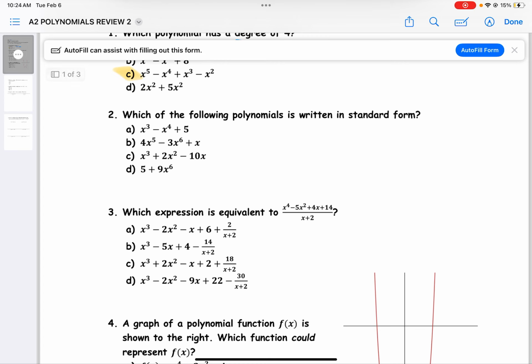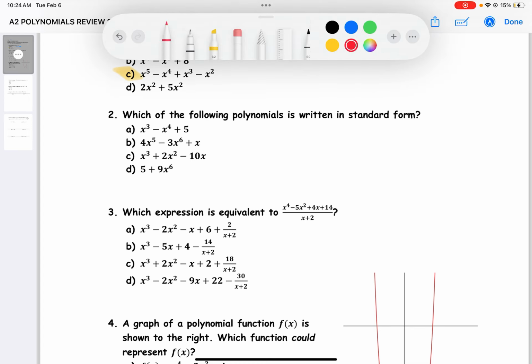Number 2, which of the following polynomials is written in standard form? When I think of standard form, I'm thinking highest to lowest exponent. And which in this case would be answer choice C, because it goes 3, 2, and then x to the power of 1.